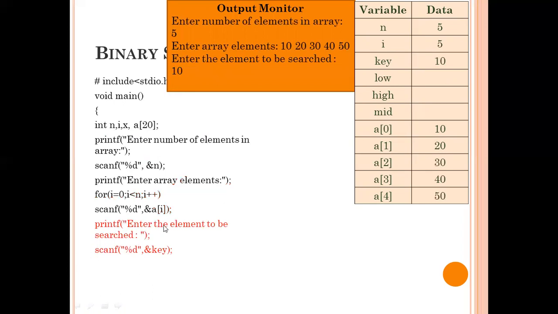And the next step is printf "Enter the element to be searched". This will be displayed in your output monitor, and 10 is entered over here. So we are going to scan the element and store it at the address of key. Okay, ampersand key means address of key. So the value was stored over here.